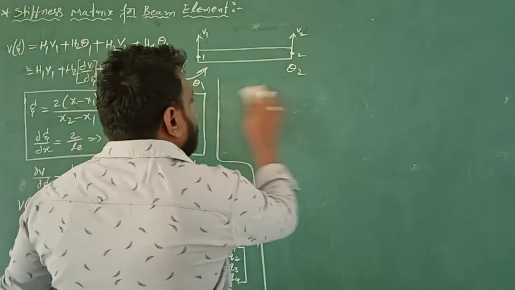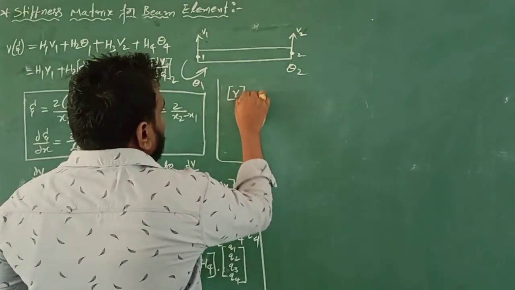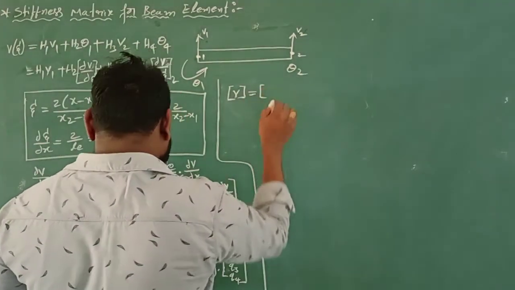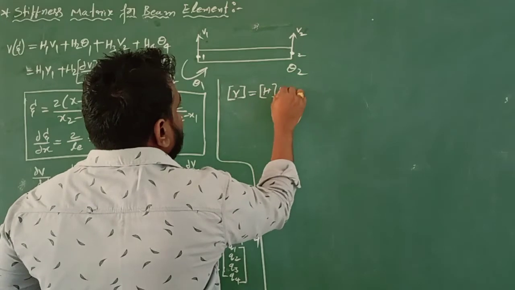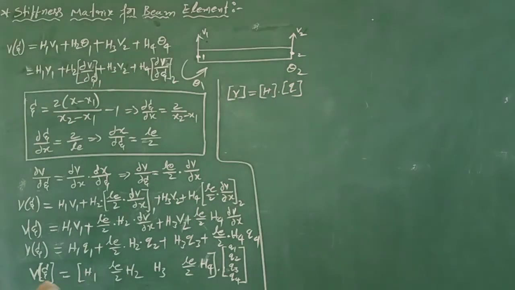Okay, now I will write this equation in small components, because this derivation is required most. That's why I am writing in small component, that is H into Q, just like this equation.